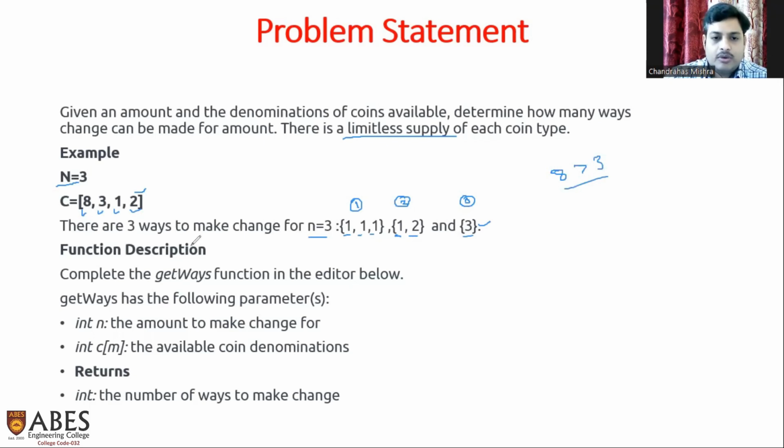So this is the problem statement. Hope you have understood this problem. Now the function description is given here. Complete the getWays function in the editor on HackerRank. We'll see how we complete that function. The output is the number of ways to make change, an integer that we have to return. Suppose we have 3 ways to make change, then we return 3. That is the only thing we have to do.